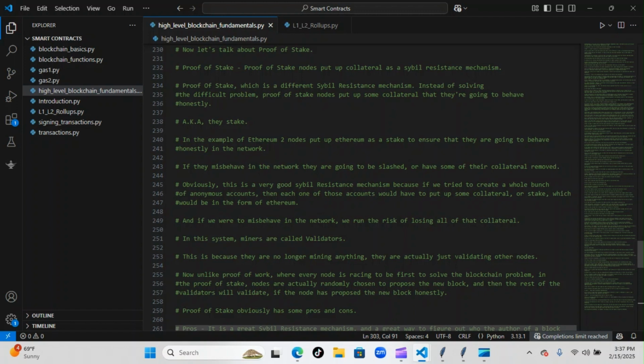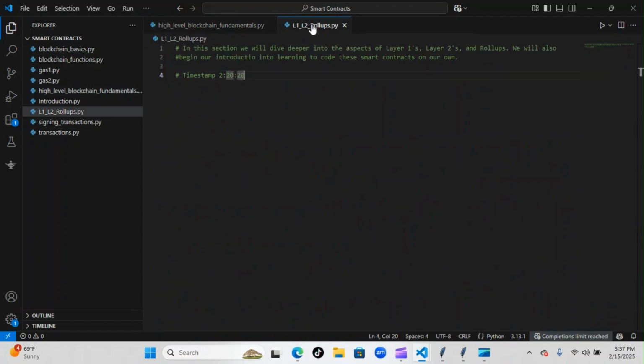And like I said, that was the last concept we went over inside of this module, the high level blockchain fundamentals. We're actually going to move on to this new module here, L1, L2 rollups. L1 and L2 just refer to layer 1 and layer 2. So when you see that abbreviated, that's what we mean, layer 1 and layer 2s. But we'll get into more of that when we actually move forward with the modules.